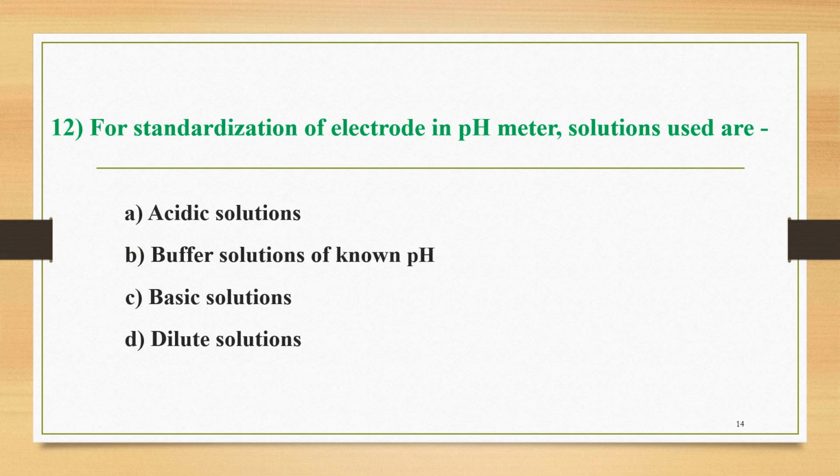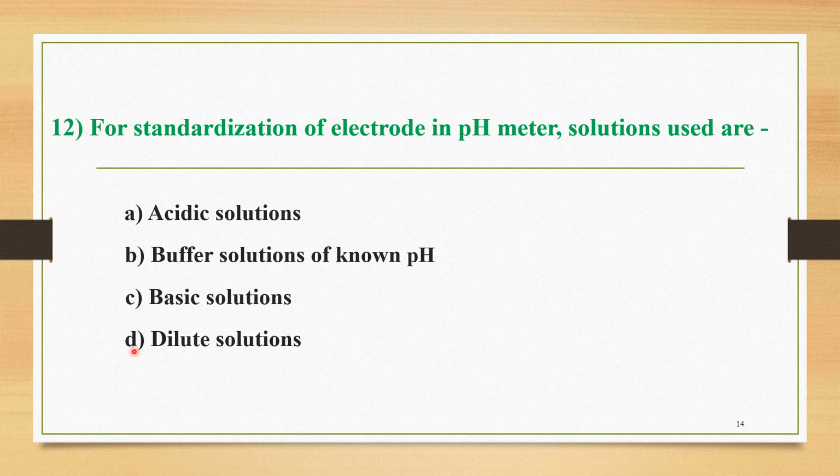The next question, number 12, is here. For standardization of electrode in pH meter, solutions used are: A is acidic solutions, B is buffer solutions of known pH, C is basic solutions, and D is dilute solutions.